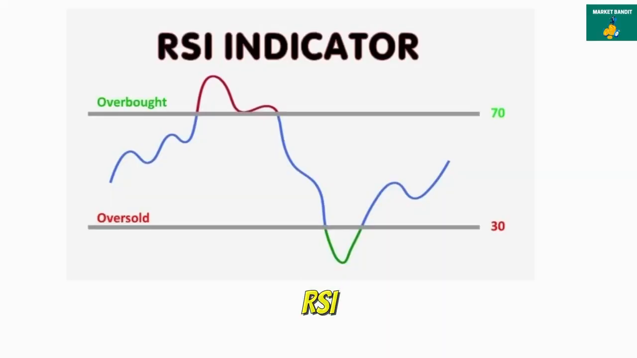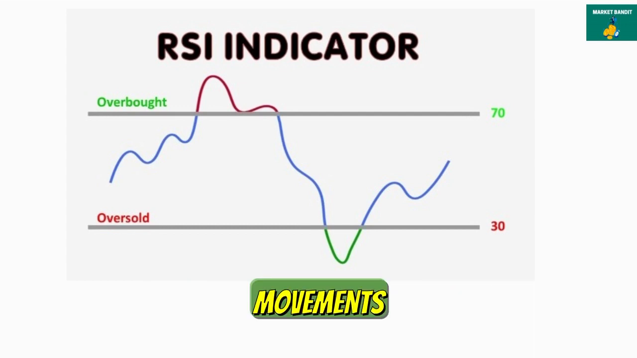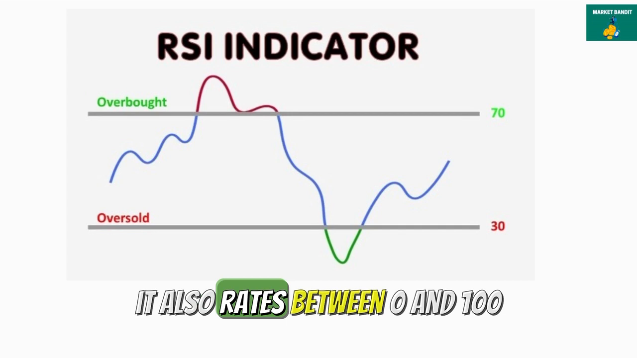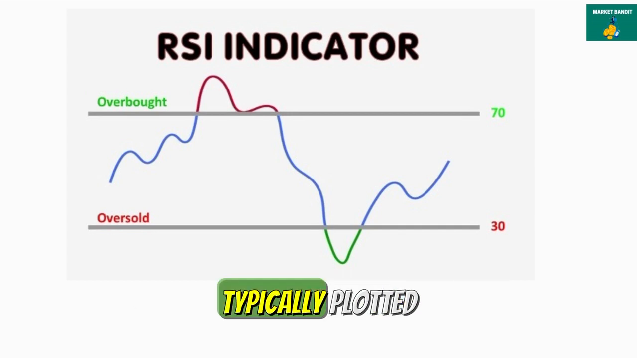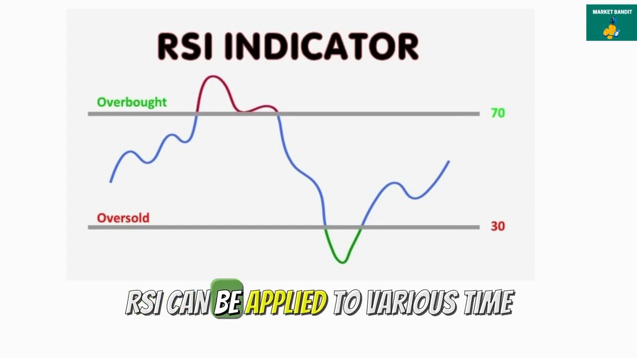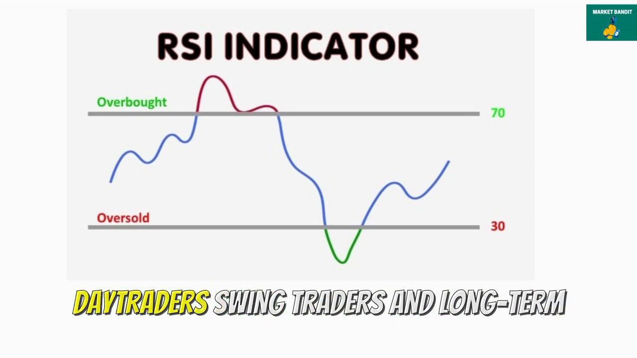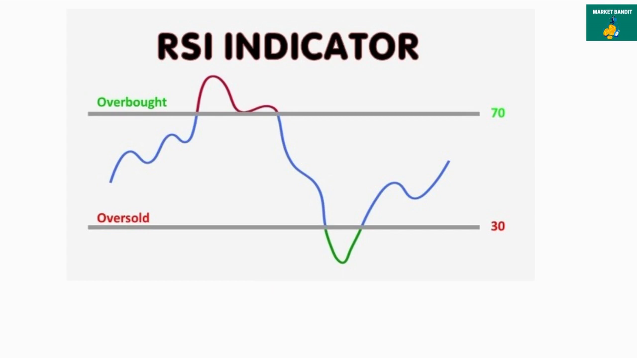What is RSI? At its core, the RSI is a momentum oscillator that measures the speed and change of price movements. It oscillates between 0 and 100, typically plotted as a line on your trading chart. The RSI can be applied to various timeframes, making it useful for day traders, swing traders, and long-term investors.